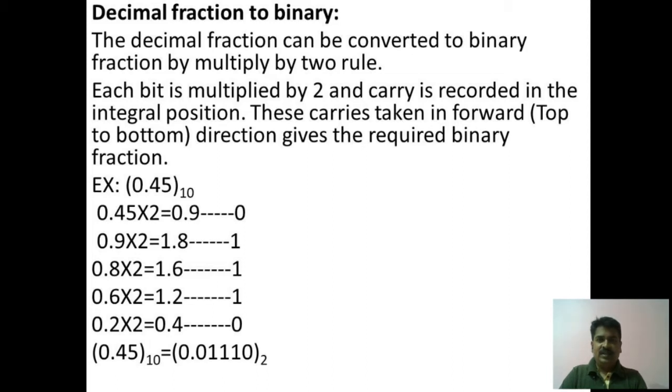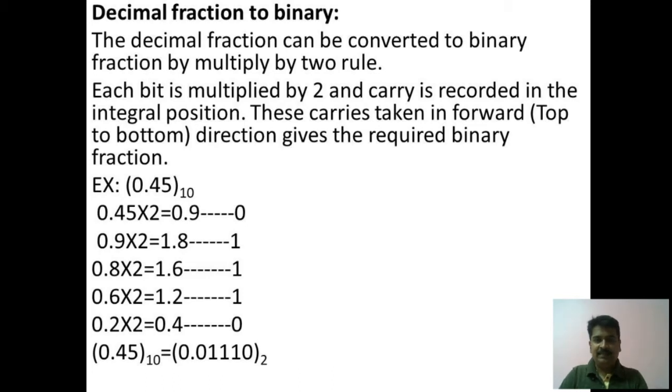Each fraction is multiplied by 2 and the carry is recorded in the integral position. These carries are taken in the forward direction, be careful, not in the reverse order. Taken in the forward direction, meaning top to bottom, they give the required binary fraction. With an example you can understand better.